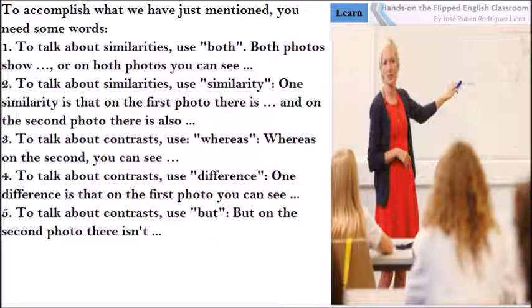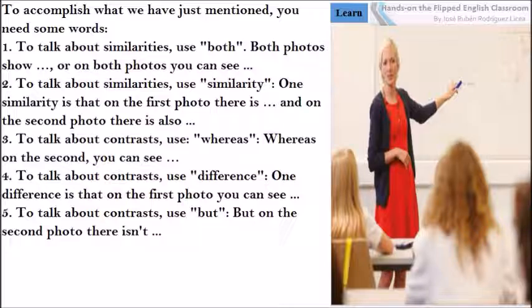To accomplish what we have just mentioned, you need some words. 1. To talk about similarities, use both. Both photos show, or on both photos you can see. 2. To talk about similarities, use similarity. One similarity is that on the first photo there is, and on the second photo there is also.